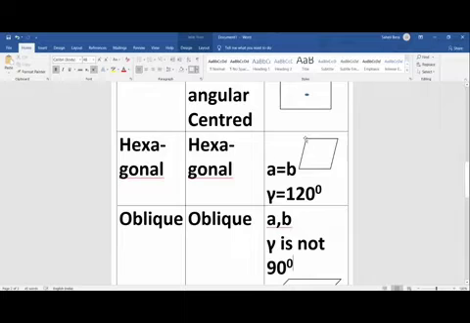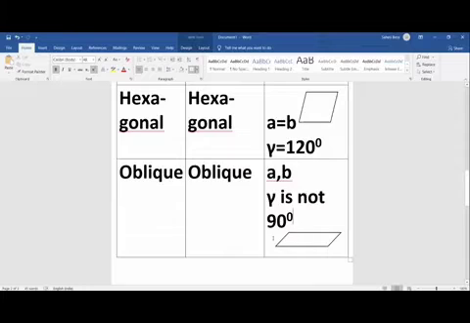In hexagonal, we know a hexagon has six sides, but the hexagonal basis is like this: this is the a axis and this is the b axis. We take this angle, gamma, which is 120 degrees. And this is the oblique, where gamma is not 90 degrees, and a and b are not equal. It can be anything, it can be 120 degrees also, but as a is not equal to b, it will not be hexagonal. So oblique is completely different: not hexagonal, not rectangular, not square. What is not in the other three categories will be oblique. So these are all about types of lattices and crystal systems in 2D.